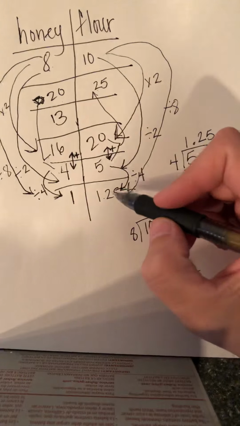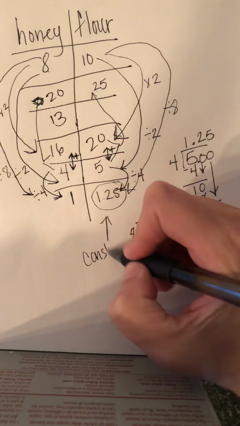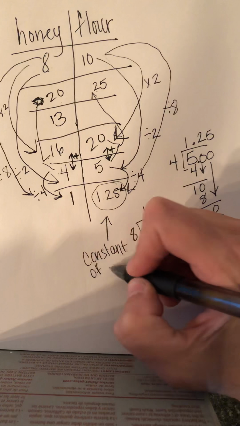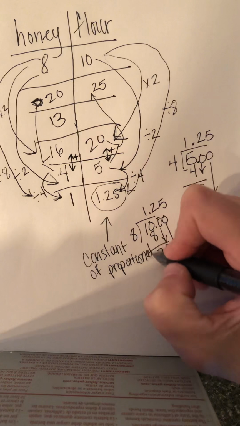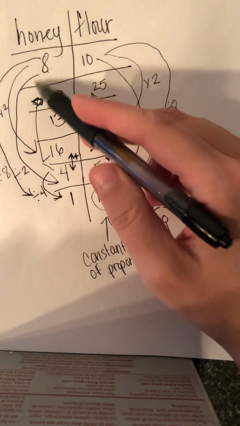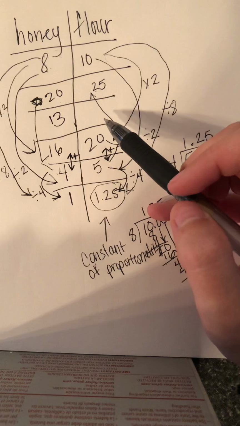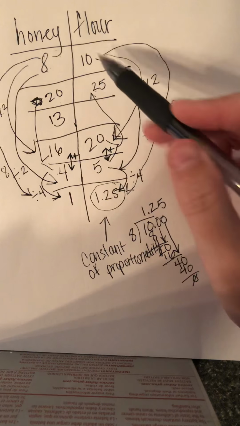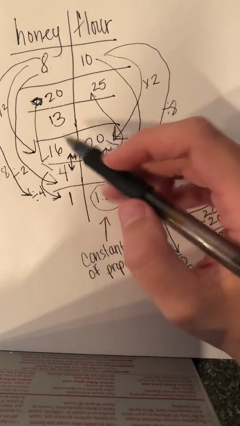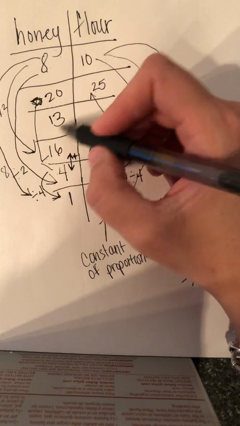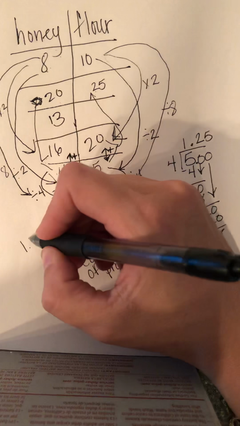Okay, so this is still our constant of proportionality, which means anything on this side, I can multiply by this number to get to anything on this side. And anything on this side, I can divide by this number and get anything on this side. So I know that since this is on the opposite side of my constant of proportionality, I can multiply 13 times 1.25, I'm sorry.